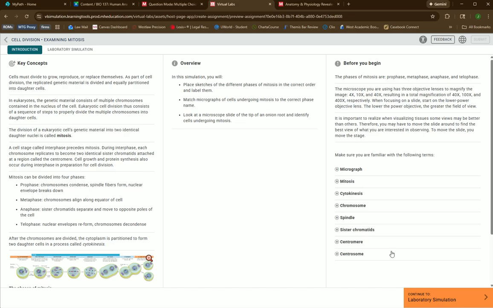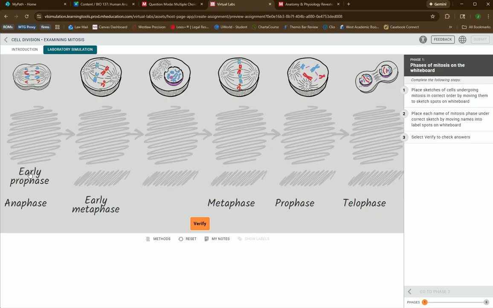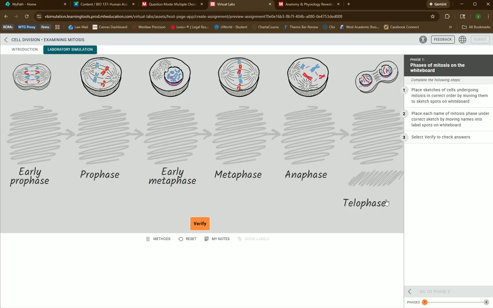When we start the lab simulation, make sure that you are reading the steps correctly, because if you skip a step, it's going to count it as wrong, right? So we know that early prophase is first, prophase is next, right? But you cannot go to the next phase until everything is completed. So early metaphase, anaphase, and telophase. Let's try and fill this in.